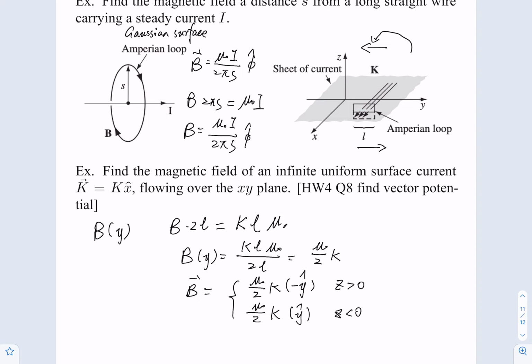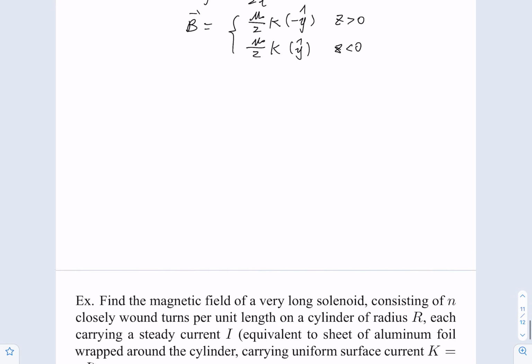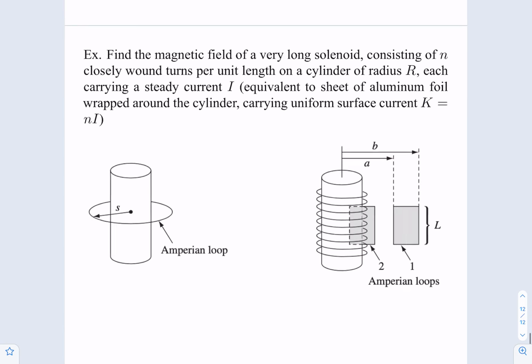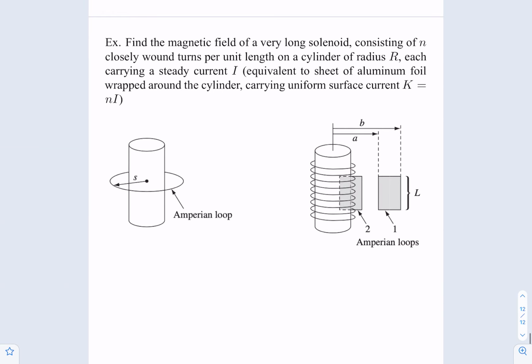So here, before you apply Ampere's law, you have to be careful that you need to figure out what's the direction of your magnetic field. Otherwise, because in principle you have to determine the B field along x, y, z direction. So for example, let's take another look at the final example.